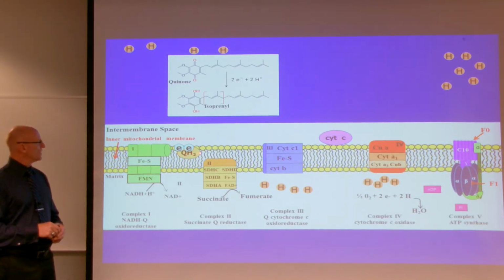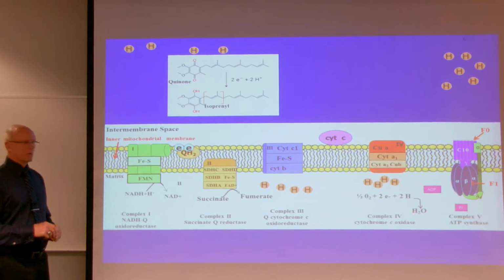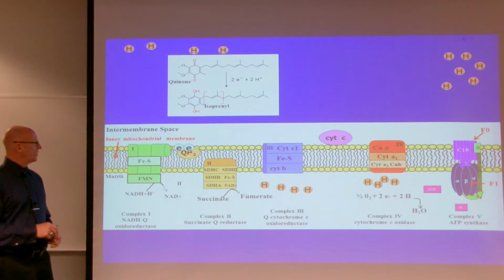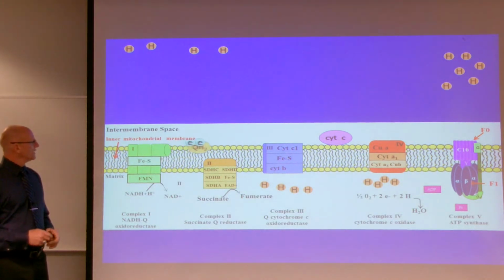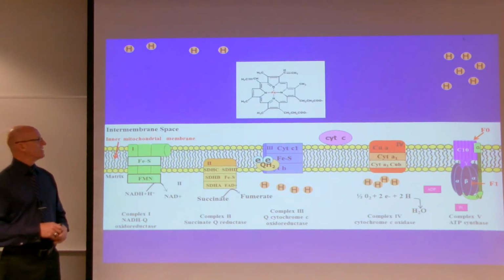So it will transfer, and this QH2 is mobile, whereas each of these complexes, 1, 2, 3, and 4, are stationary. Now, ubiquinone and cytochrome C are mobile. Ubiquinone transports the electrons within this lipid bilayer to cytochrome B. And let's see how it does that. It will transport it to cytochrome B, and this is cytochrome B.